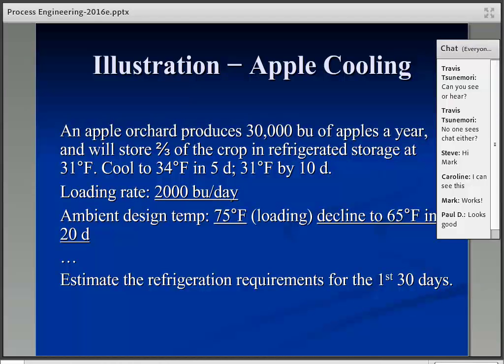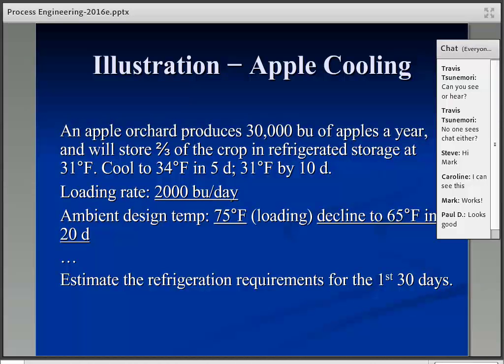So anyway, there's 30,000 bushels of apples going to come in during the whole harvest season. Two-thirds of it is going to go into refrigerated storage, so we're dealing with 20,000 bushels, not 30,000. Storage is at 31 degrees Fahrenheit. There's specs here on cooling down to 34 in 5 days.